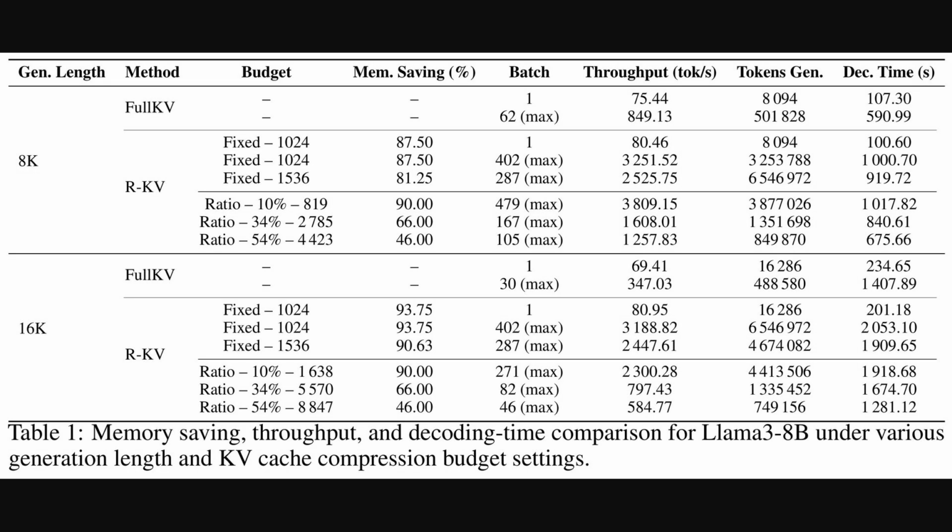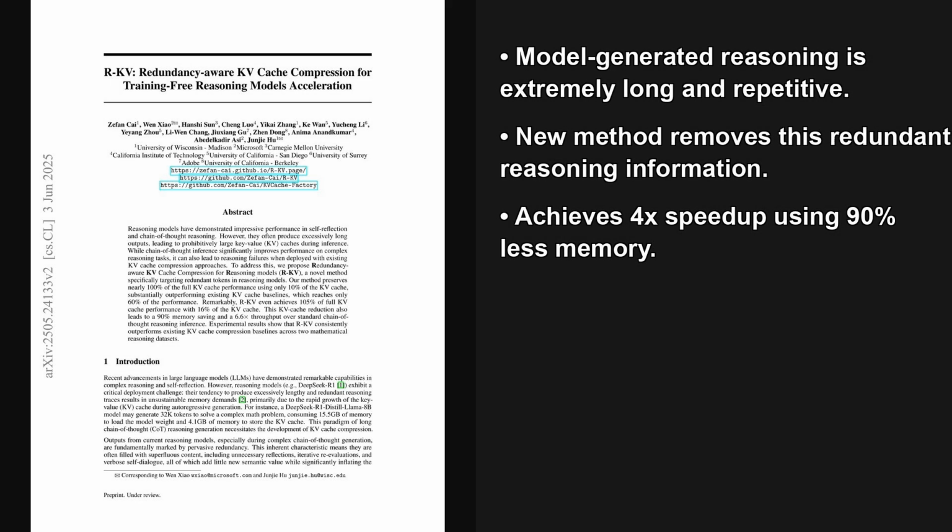Alright, so after seeing the quality of what RKV keeps, this table puts some hard numbers on that performance boost. We're looking at the Llama 3 8B model here, comparing memory savings, decoding time, and throughput, which is basically how many text tokens the model can process per second. The results are pretty staggering. For example, with a 90% memory saving, RKV boosts the throughput from around 850 tokens per second for the full model to over 3,800. That's a speedup of more than 4 times, all while using a fraction of the memory.